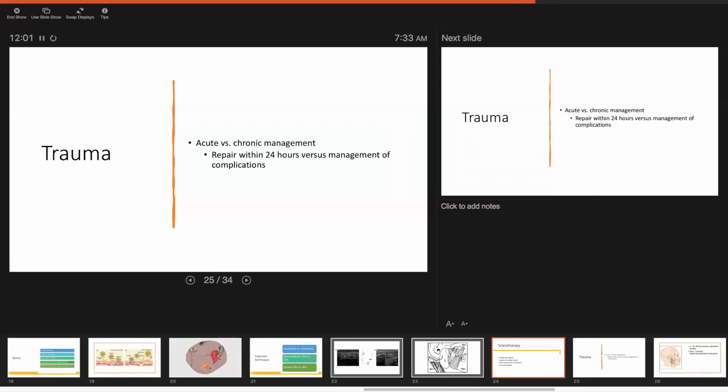Further management of fistulas in the setting of trauma can be acute versus chronic management. There's no consensus as to which is better. Some authors suggest repair within the first 24 hours after ductal injury, to prevent a fistula. Other authors believe the incidence is low enough that they can wait and manage the fistula if it does occur.